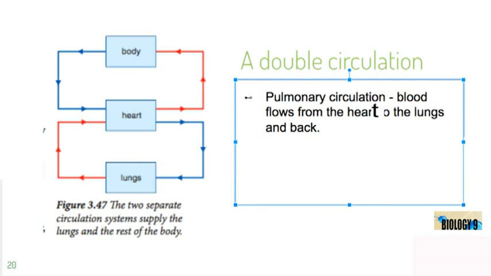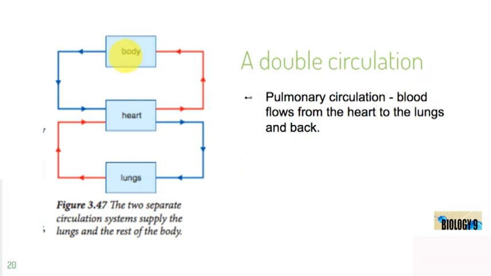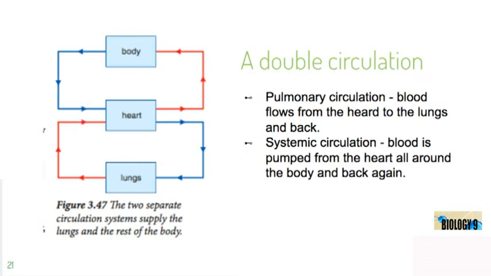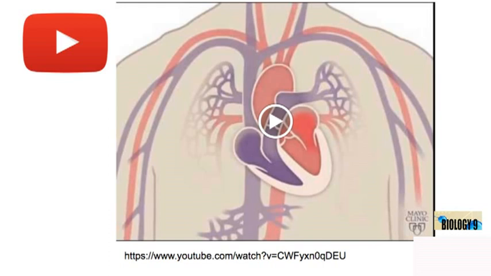And we've also got here the systemic circulation. Blood is pumped from the heart and all around the body and back. So that's systemic and we've also got here the pulmonary. Pulmonary, lungs, systemic, the rest of the body. This double pump is known as a very efficient system. Here's a video that explains the double pump system of the human circulatory system in more detail.